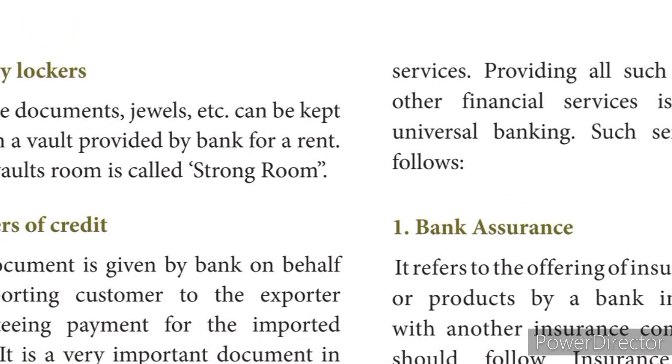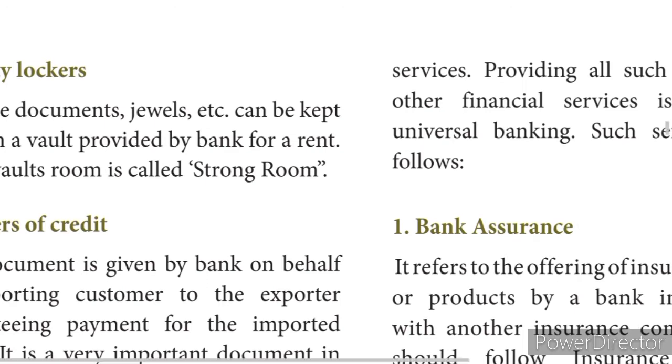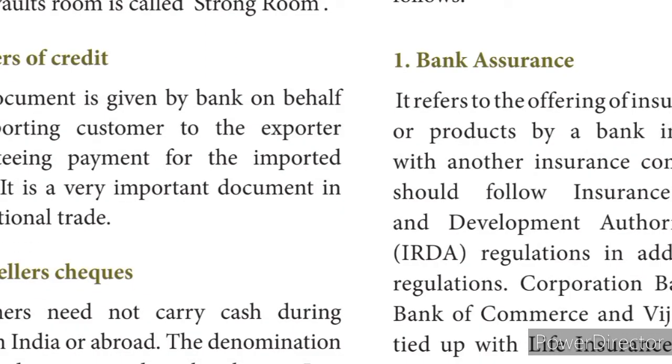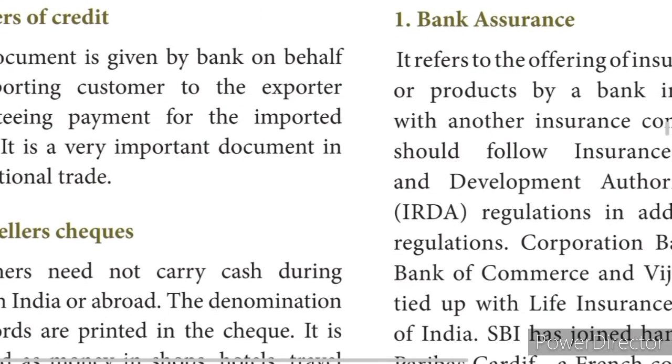Next one is safety lockers. Valuable documents, jewels, etc. can be kept safely in a vault provided by the bank for a rent. This vault room is called a strong room. Safety lockers means any precious documents like jewels, etc. can be kept safely in a vault, in a safety locker. That will be provided by the bank, and we must pay some rent for it. That is actually called a strong room. If you want to keep your documents or more jewels, you can go and keep them in the lockers. That is always safer for us.